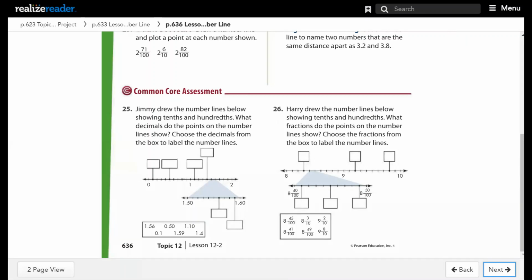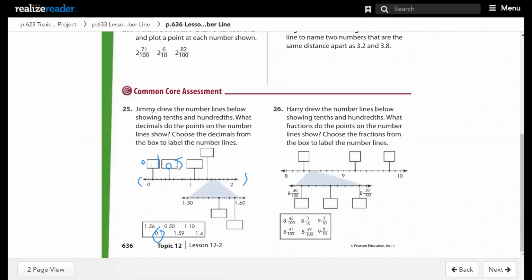So from 0 to 1, from 0 to 2. Here we have out of 10 parts from 0 to 1, so it is tenths. So after 0 it comes 0.1. After that you can count them: 0.2, 0.3, 0.4, then 0.5.